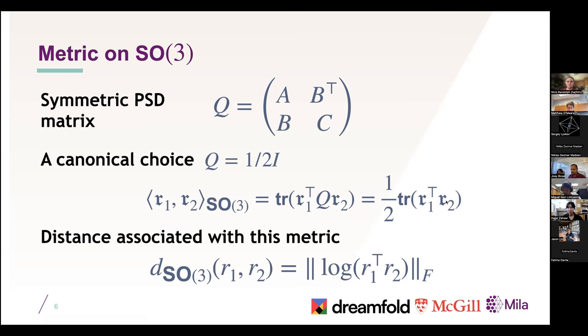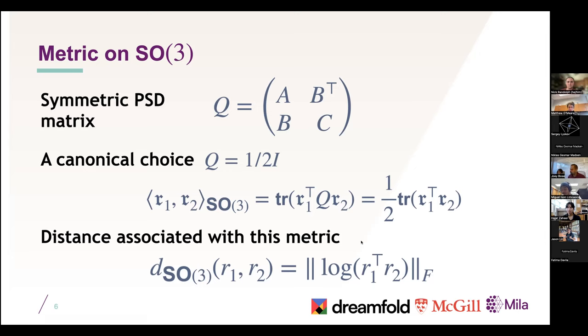So if you give me this metric, which is this inner product over here, I can use it to define the distance. The distance on SO3 using this particular metric happens to be essentially the Frobenius norm of the logarithmic map. If you know a little bit of differential geometry, the logarithmic map tells you how to go from the manifold to its associated algebra, and the exponential map is the reverse operation. It tells you how to go from the algebra to the manifold itself.